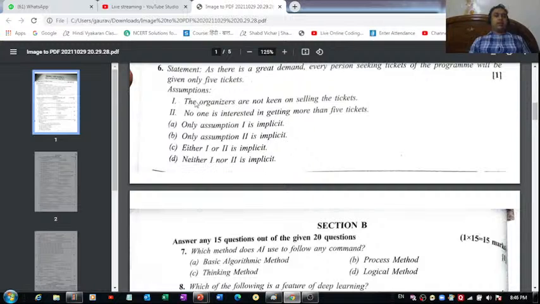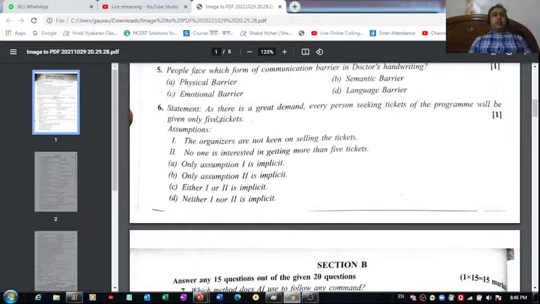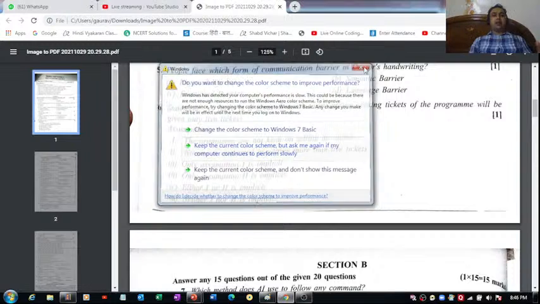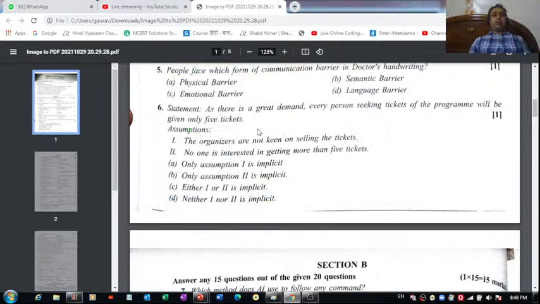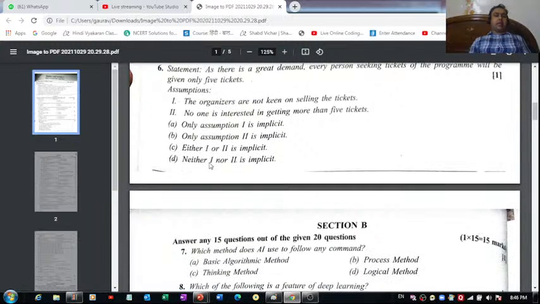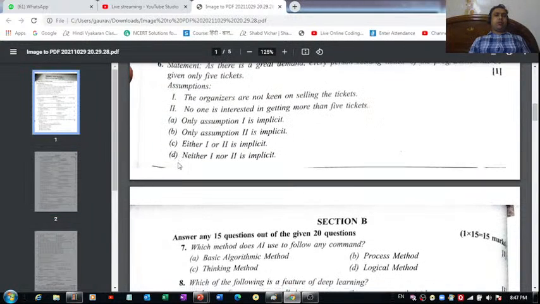Right, so I think neither the first option nor the second one is an implicit assumption. Because here, just because there is a great demand, a high demand for tickets, every person seeking tickets for the program will be given only 5 tickets, so that he can bring 4 other family members with him. So neither 1 nor 2, both the assumptions are not related to this, so they are not implicit. So the correct answer to question 6 is part B.